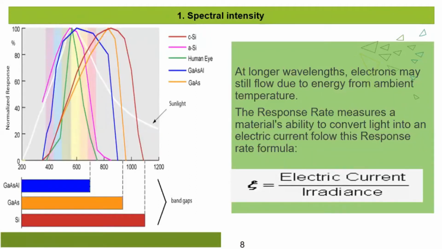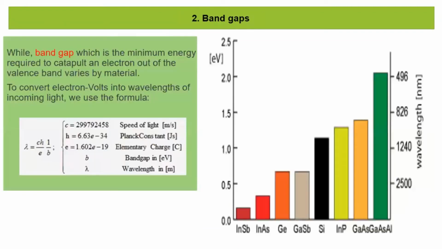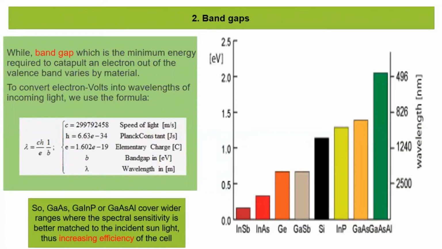Because of the material, two factors make it hard to transfer the heat into power. The first one is spectral intensity, and the second one is band gaps. As I showed before, the cell is made from silicon, and silicon is a semiconductor. It has less conduction, and it shows the material is not effective at matching with the sunlight.